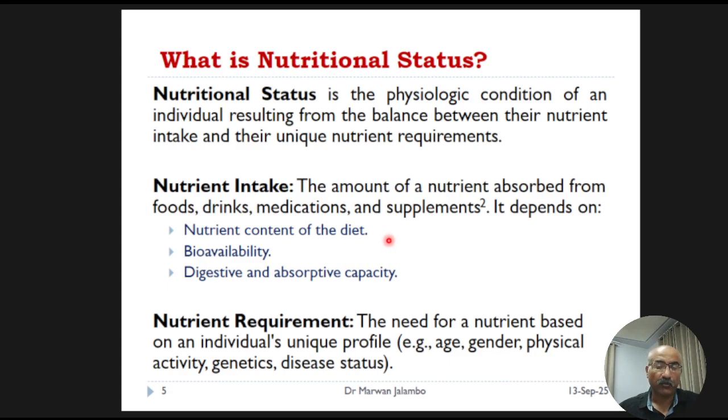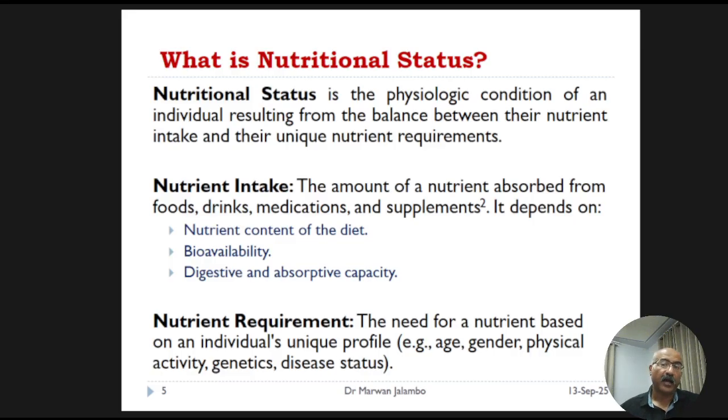On one side, we have nutrient intake. This isn't just what a person eats, it is the amount of nutrient that is actually absorbed into the body from all sources: food, drinks, medication and supplements. Intake is also influenced by several factors: the amount of nutrient in the diet, its bioavailability based on the food source, and the body's ability to digest and absorb it.